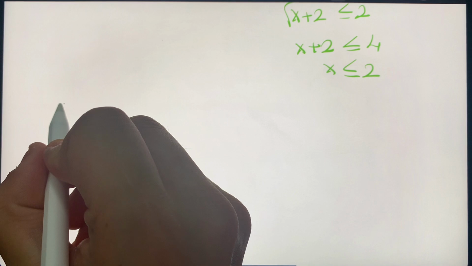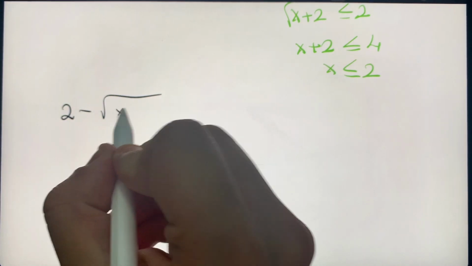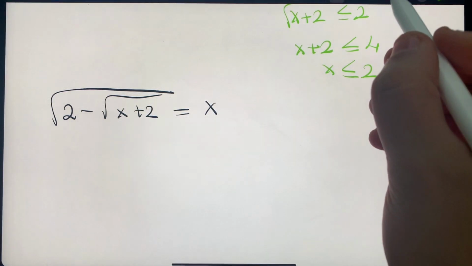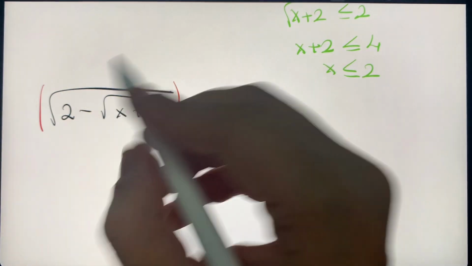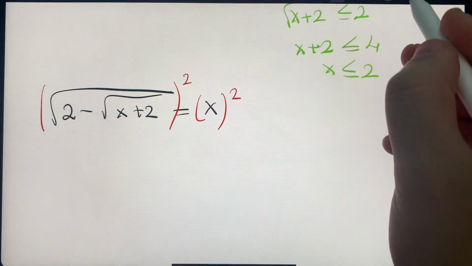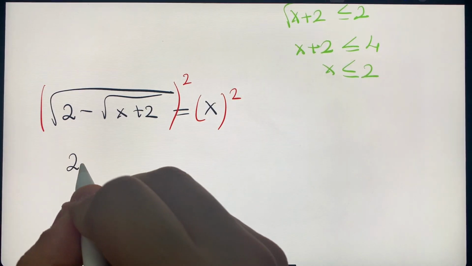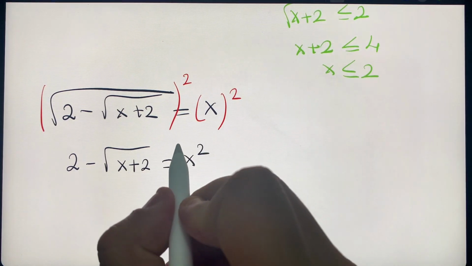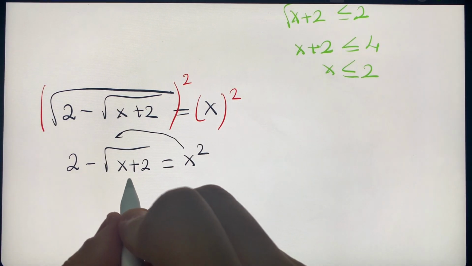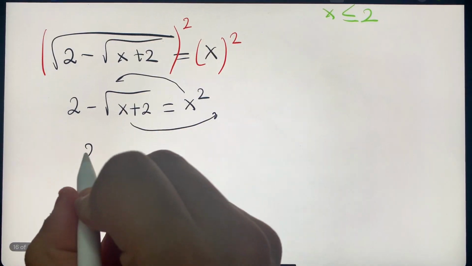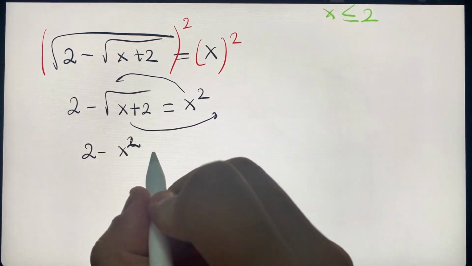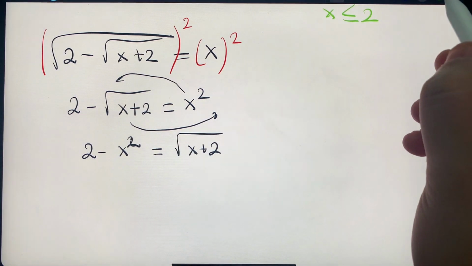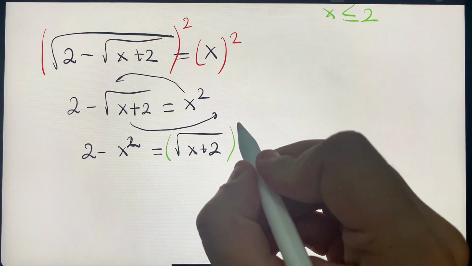So the initial problem: 2 minus the square root of x plus 2, in the root, equals x. One large root again. When I say x is equal, on both sides let's take the square. If I take the square, what will this expression turn into? 2 minus the square root of x plus 2 equals x squared. Then if we throw the square root expression to this side, 2 minus x squared equals the square root of x plus 2. Of course, again, both sides, let's square it to get rid of the square root.